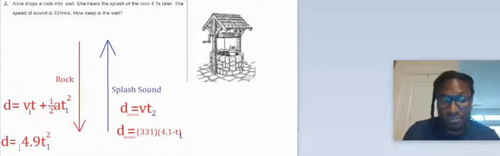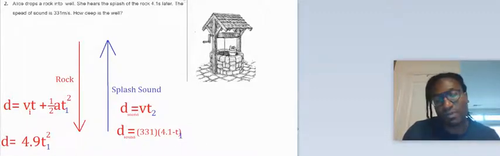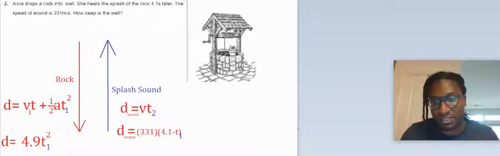You have two equations. Here's equation 1, here's equation 2, and both equations have the same variables. These D's are the same, these T's are the same. Solve for one of the variables. It'll help you get closer to the depth of the well. It's going to be a system of equations. You're probably going to have to use a quadratic formula.